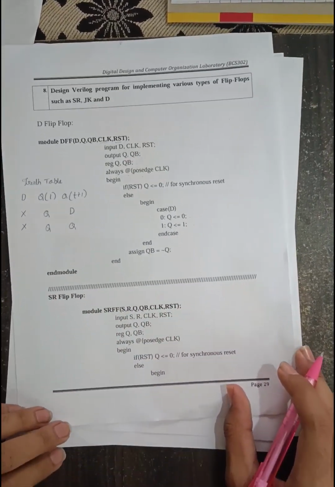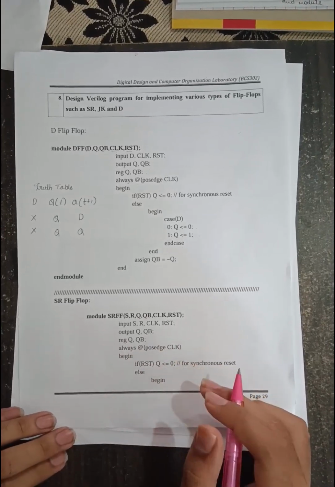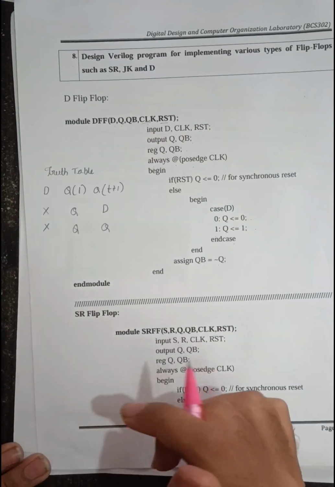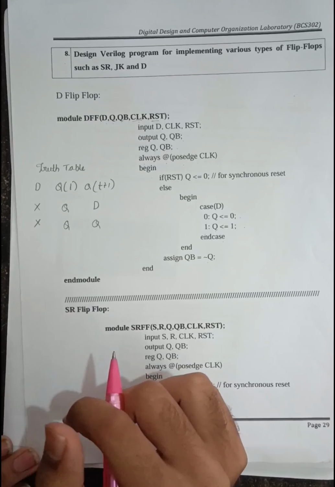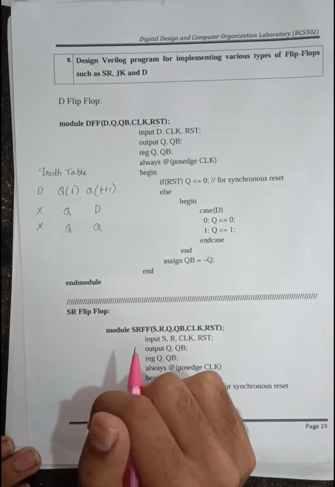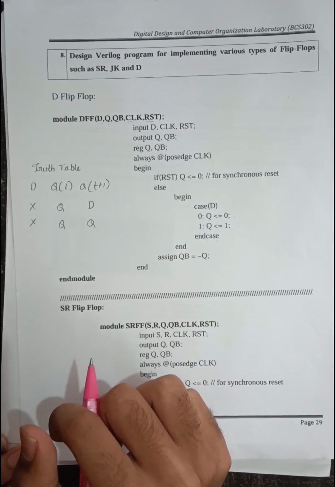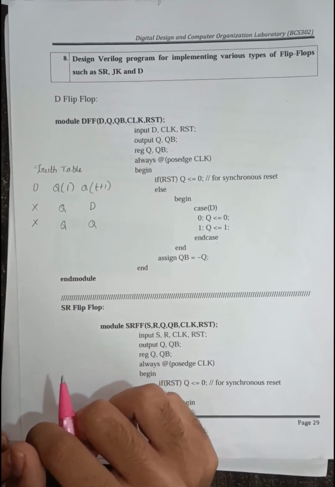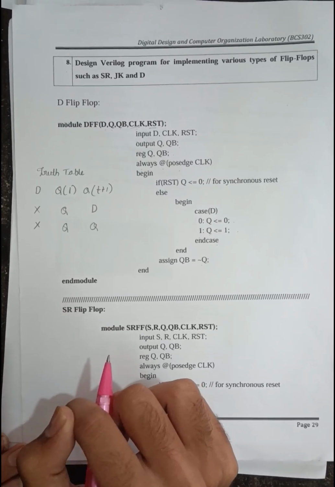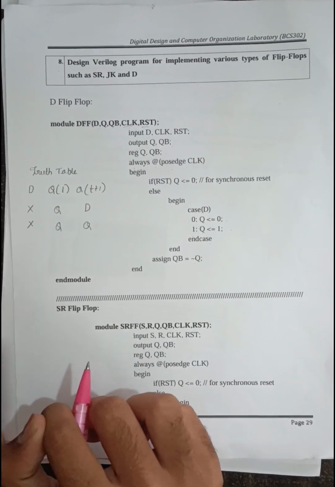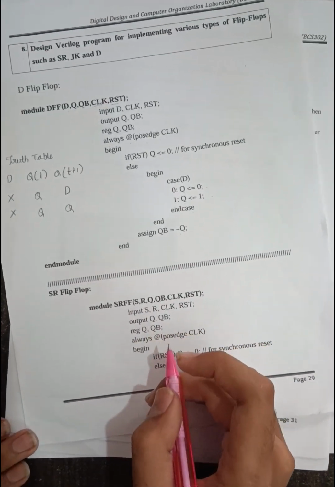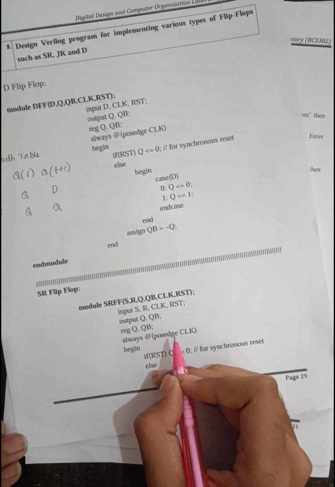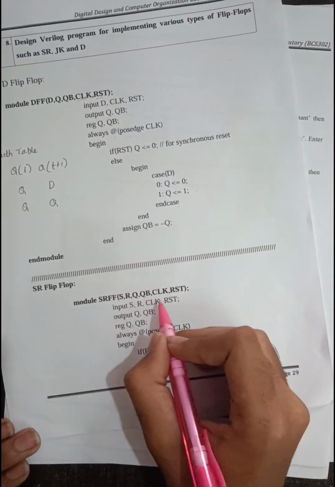And the next type of flip-flop is SR flip-flop. It is a flip-flop with two inputs, one is S and the other is R. S here stands for set and R here stands for reset. Set basically indicates the set of the flip-flop, which means output 1, and reset indicates resetting the flip-flop, which means output 0. Now we can come to the program.